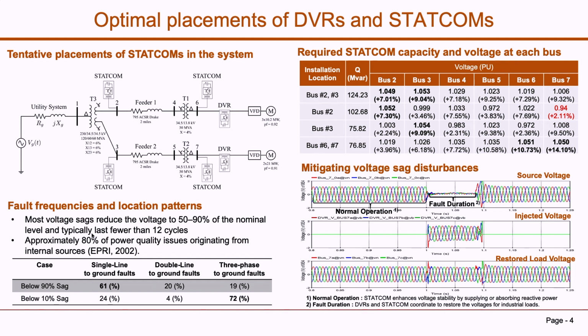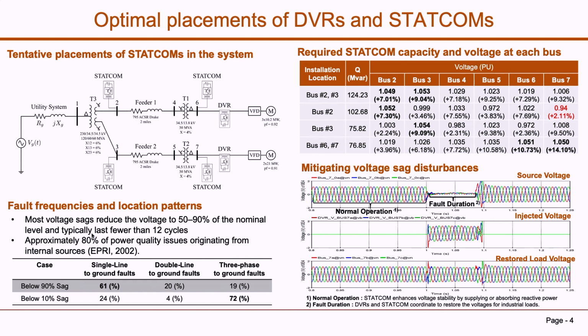Going to the bottom left, there is the fault frequency location pattern. And according to EPRI, most faults occur in the industrial grid. So to protect the industrial load, the DVR should be installed near the industrial load.